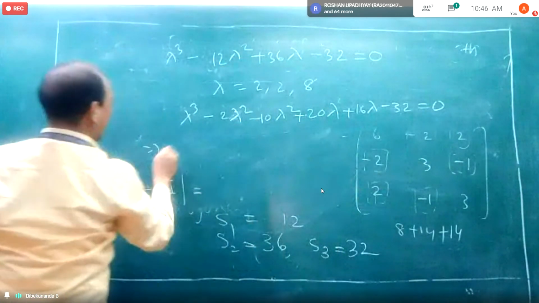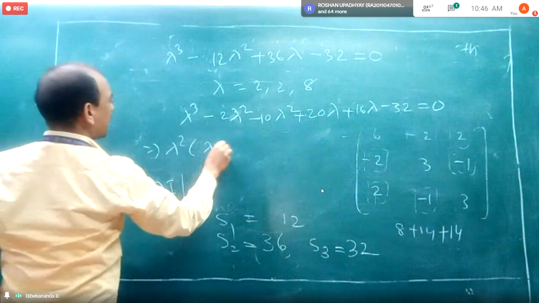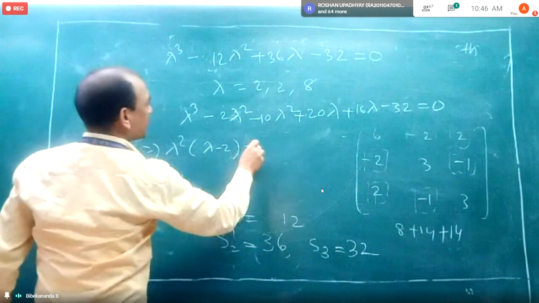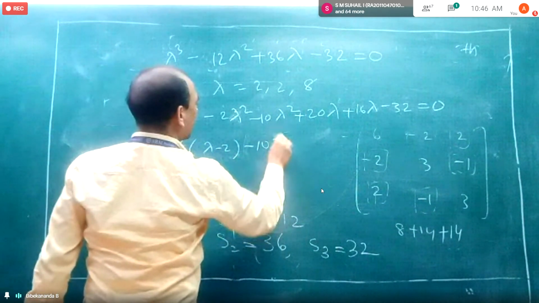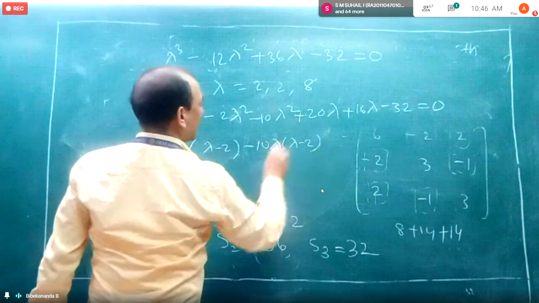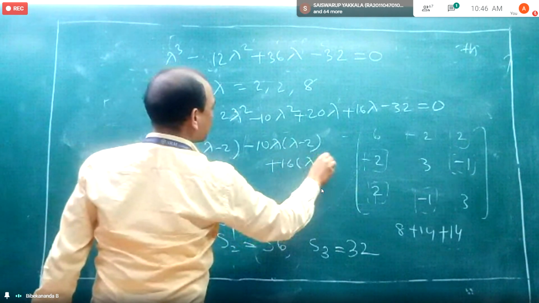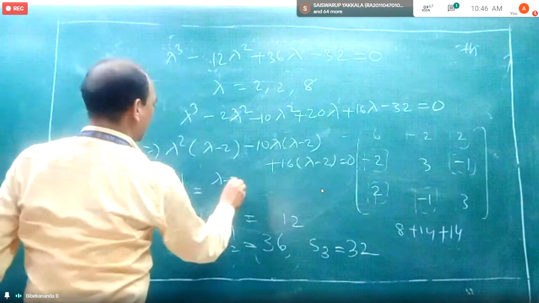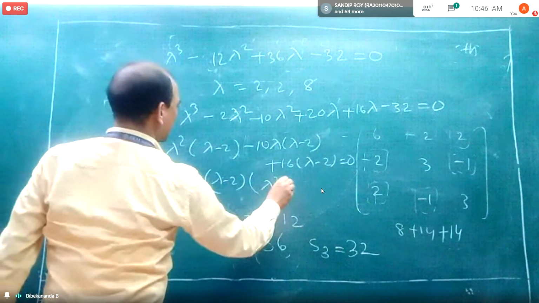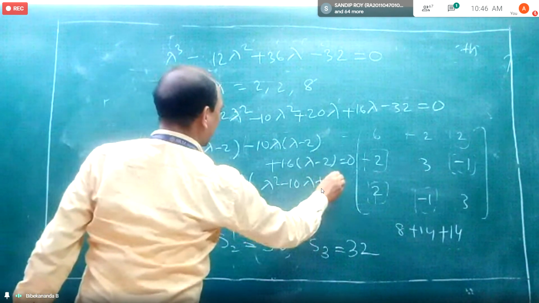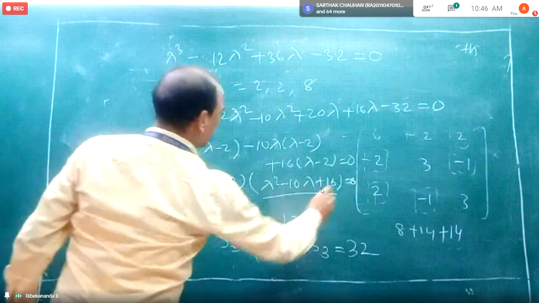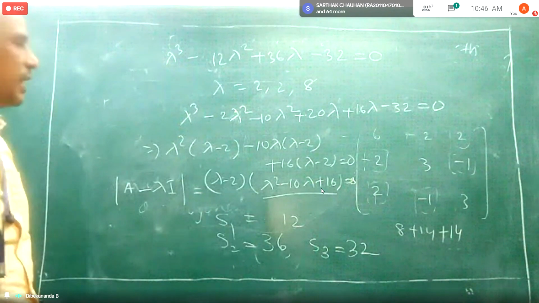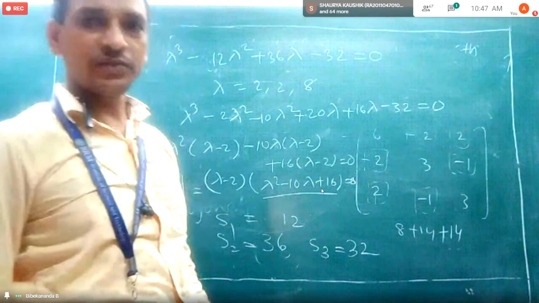And so you will have lambda square into lambda minus 2, minus 10 into 10 lambda into lambda minus 2, and plus 16 into lambda minus 2 equal to 0. And so you will have lambda minus 2 common. Then the remaining term will be lambda square minus 10 lambda plus 16 equal to 0. Again, if you factorize that one, that will be lambda minus 2 into lambda minus 8.